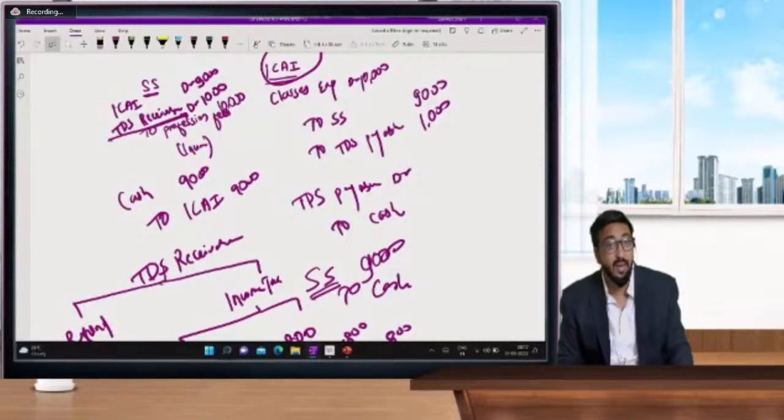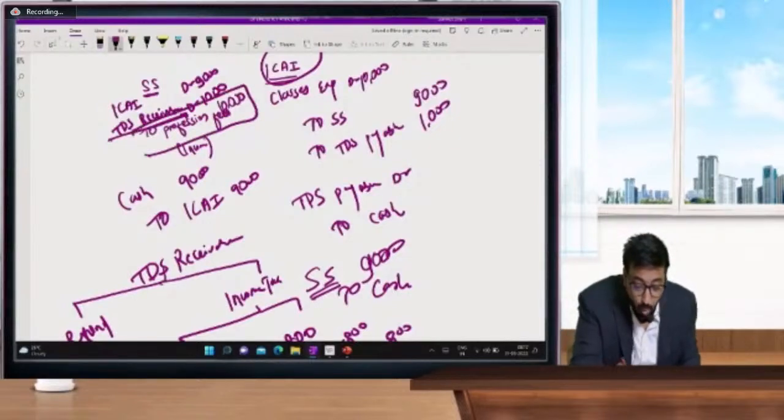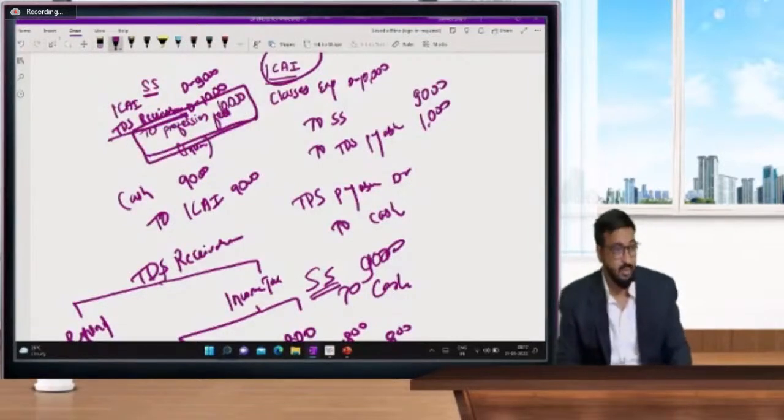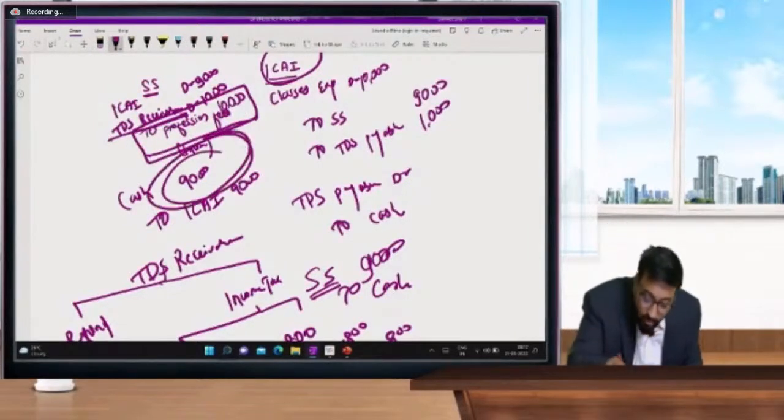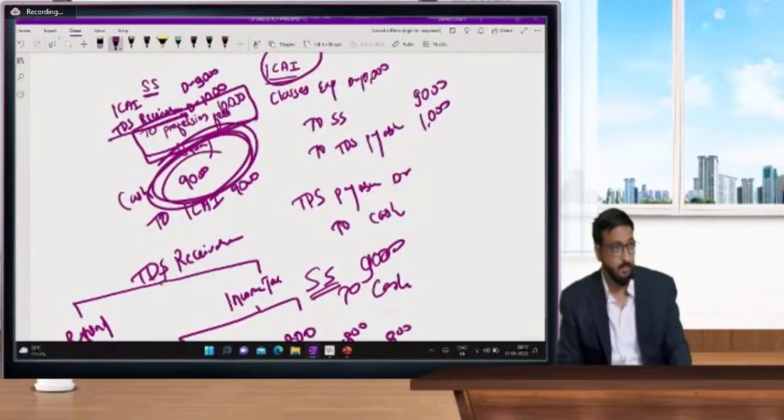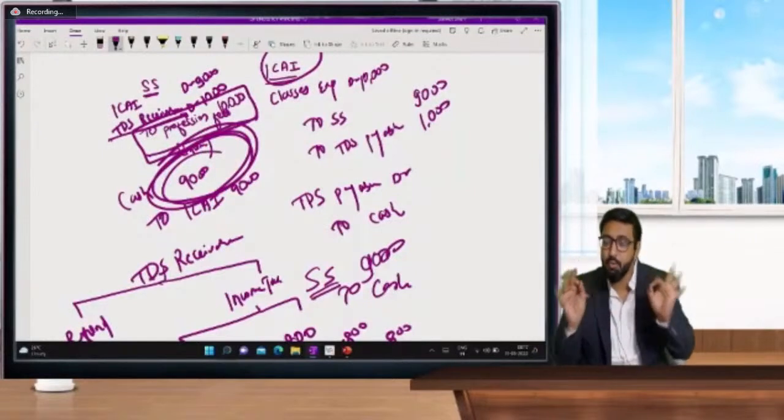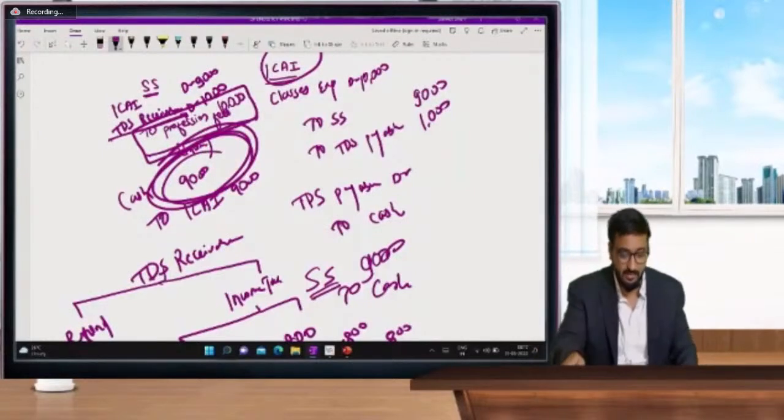9,000. Remaining TDS. So see, this professional fees is 10,000. And in my hand, I am getting only 9,000. And remaining 1,000 will be adjusted at the year end. Either adjusted or refund. I will claim for the refund. Beautiful concept of TDS.